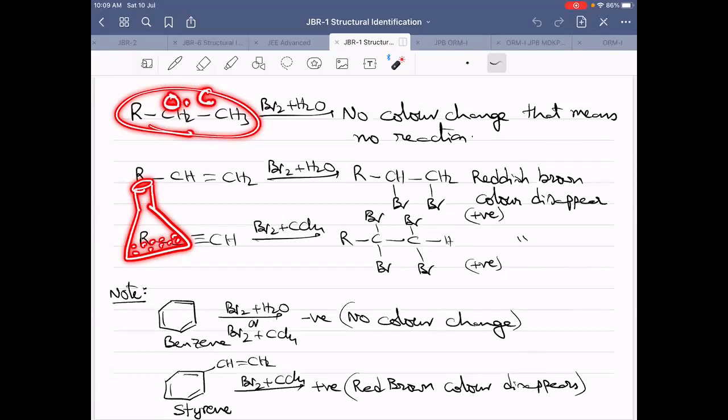To this organic compound, you will add some amount of reagent in the form of drops. The reagent is reddish brown in color, and if an alkane is present, the reddish brown color will still be maintained in the solution, because no reaction happens. Bromine will be present as Br2 only.